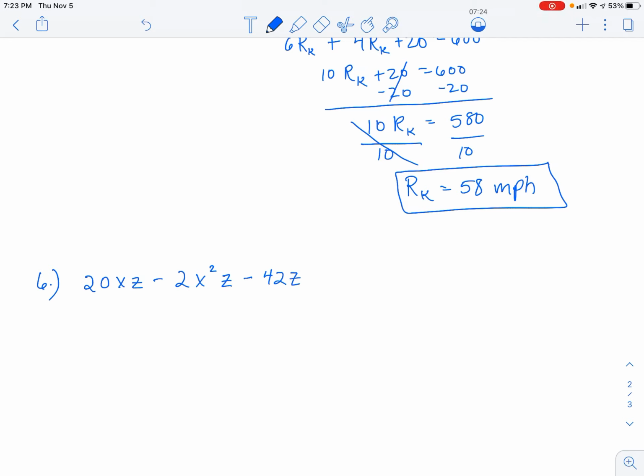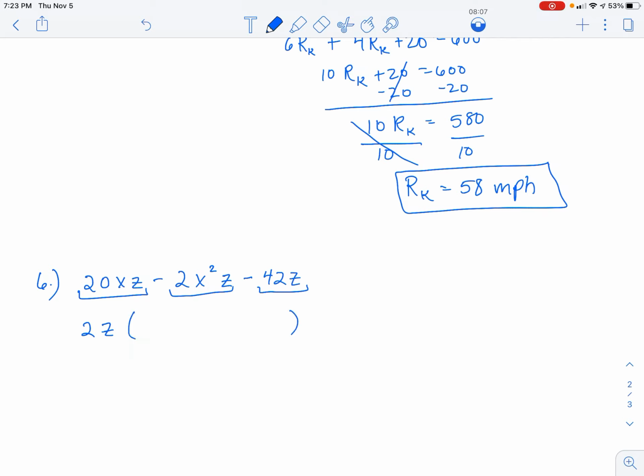Okay, so we want to factor out. Number 6 tells us that we are to factor completely. We always want to factor out the greatest common factor as the first step. So we look at our terms and try to identify what all 3 of these terms have in common. Well, I see that I could factor a 2 out of each one of those. I could also factor out at least one x and one z. And hopefully you're going, no, Mrs. Quigley, I cannot factor out an x because negative 42z does not have an x. So the only thing I can factor out is a 2 and a z.